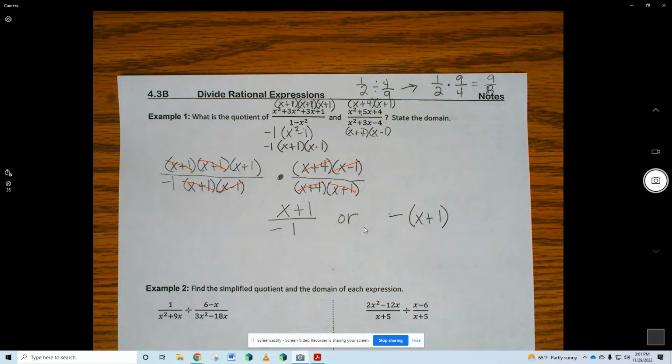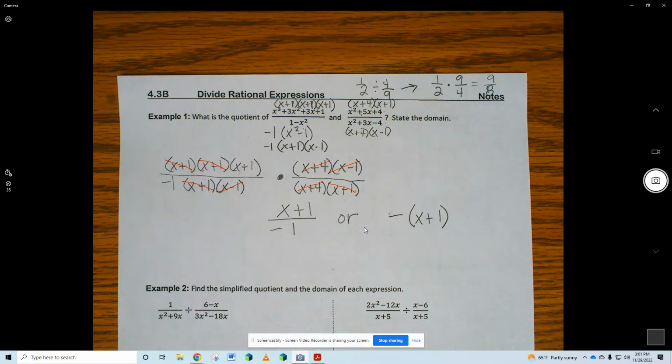Yes, ma'am. What about the other x plus 1? You have to find another one to cross this out with. It has to be in pairs. So there's nothing on the bottom left to cross out, so I'm going to leave it up there.